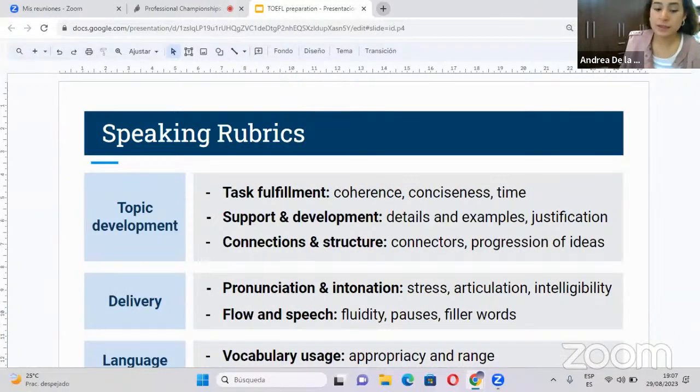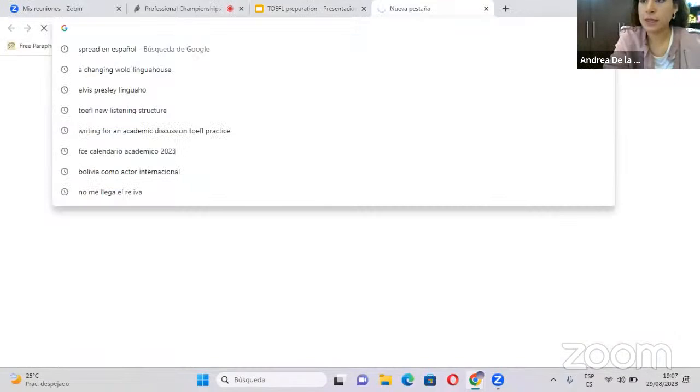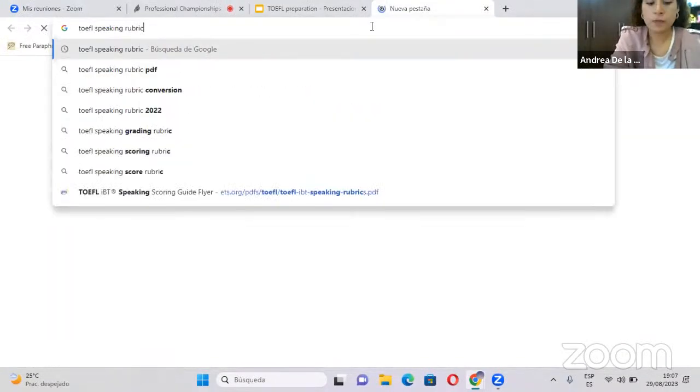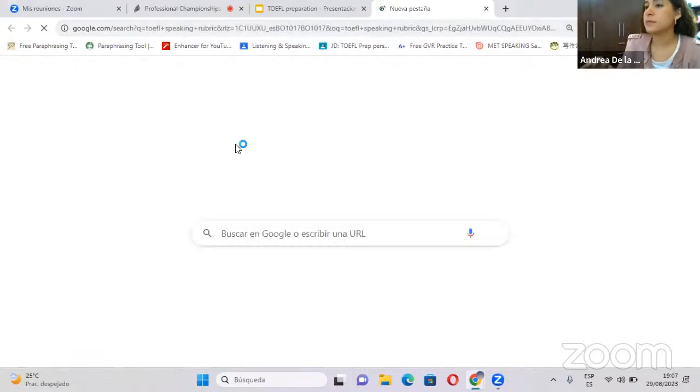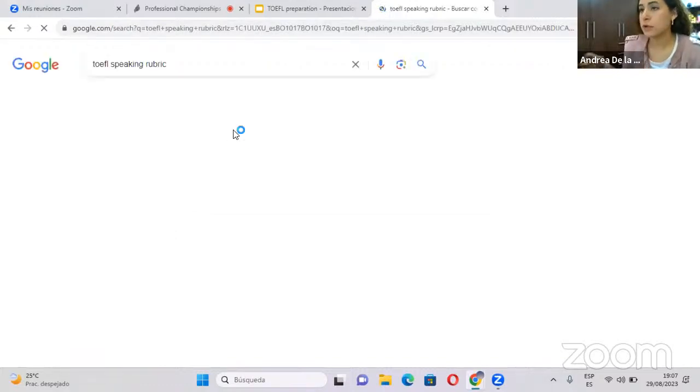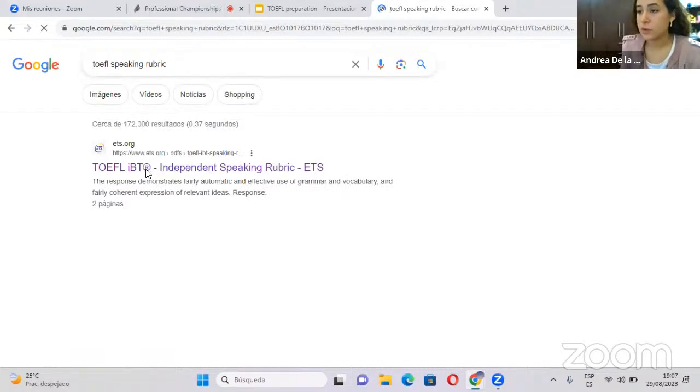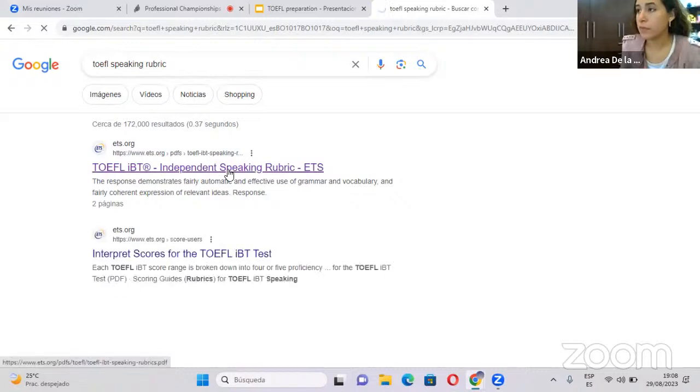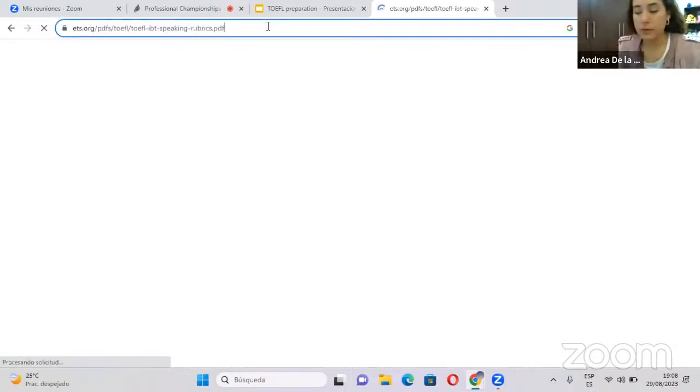You guys can find this online if you search for TOEFL speaking rubric. Then the first result that pops up, that's the one. It's a PDF published by the official ETS website that describes what you need to do in order to get different scores in the speaking section. This one here. So I'm also going to send you guys this link in case you want to check it out when you have some time. I'm sending you guys the link.